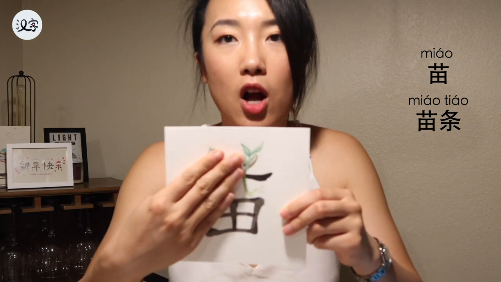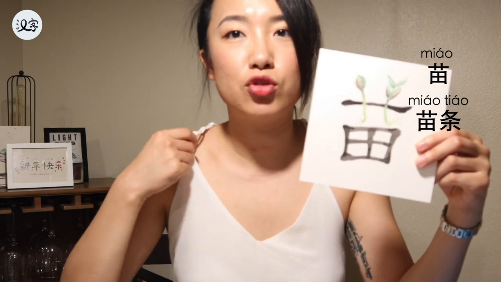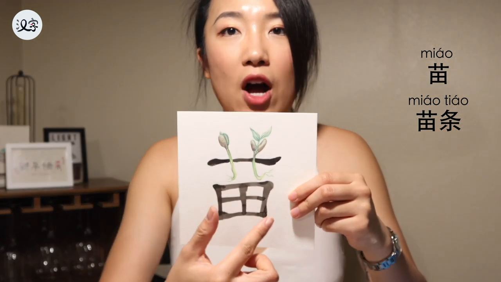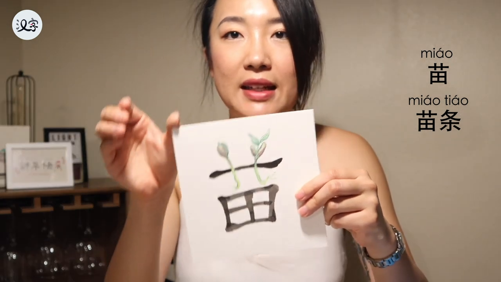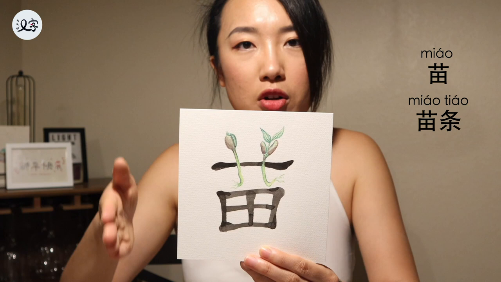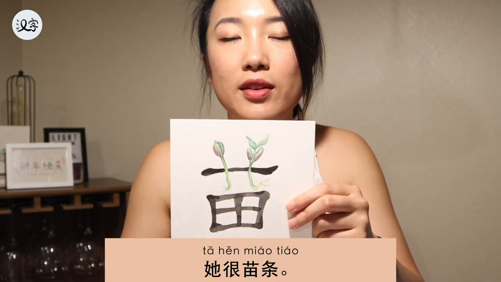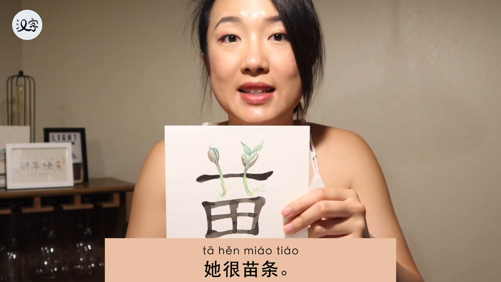Look at the sprout. It's very thin. And 条 is strip. So together, 苗条 means very slim. But it's a good word to describe a tall girl looking fit. For example, 她很苗条。She's slim.